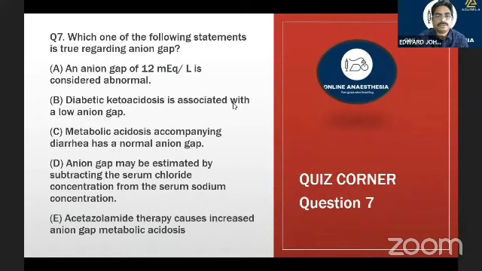So the credit goes to Sanjay sir. Most of them are answering very nicely. We will end the poll.